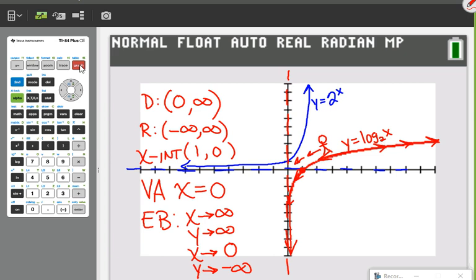So there you have it, your domain, range, intercepts, x-intercept, the asymptote, and the end behavior for the function y equals log of x base 2. If the base changes, a lot of this stuff will remain the same. There will be some subtle differences if that base is a fraction, which we will look at in one of the try it problems coming up next. All right?